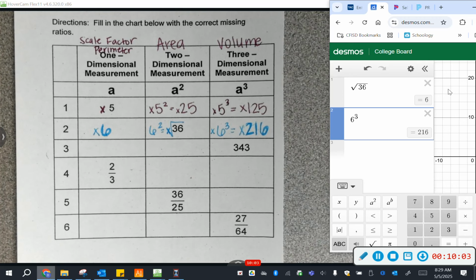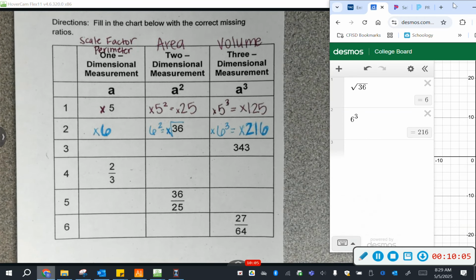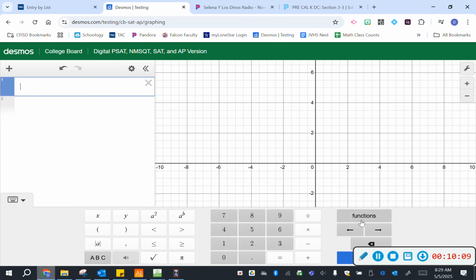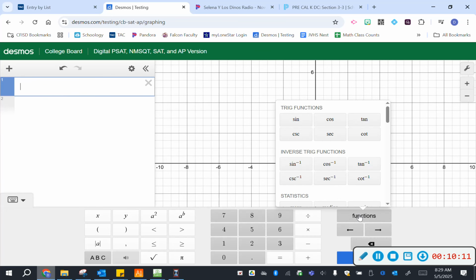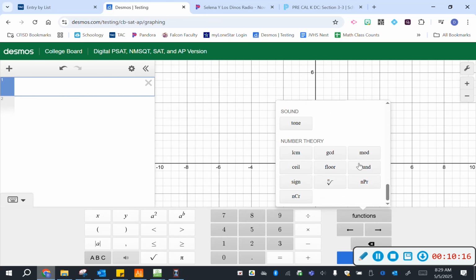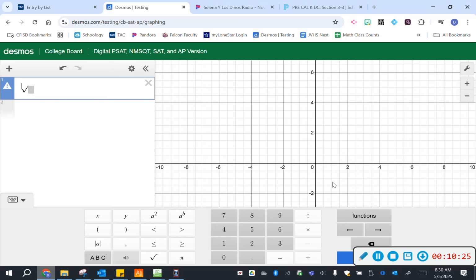But what I want you to do right now is in Desmos, I need everybody to pull up the keyboard and hit this functions button. If you scroll all the way to the bottom, do you see what looks like a square root? Yeah, click that. This is called an nth root, meaning I could make this any root I wanted to. We're going to make it cube root. We're going to put a little 3 there.